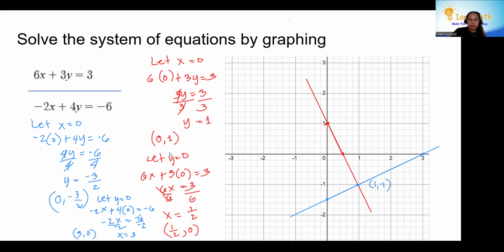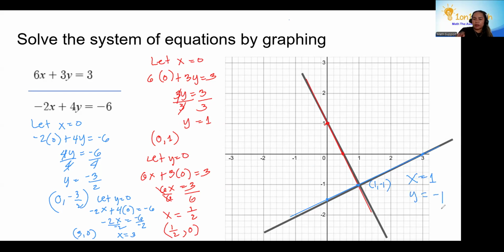Just like this. So for the solution of the system of equations, x is equal to positive 1 and y is equal to negative 1. And you can recheck it by substituting these values into the equations in the system. Once this is correct, it will make all the equations true in the system.